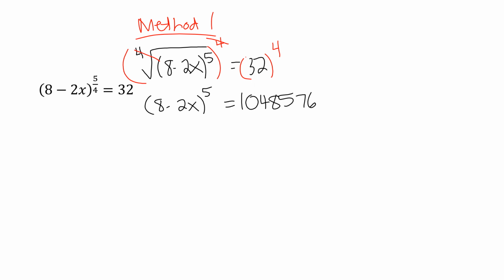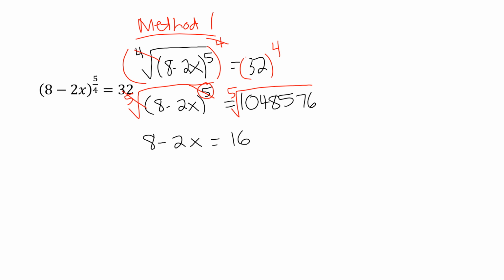Continuing on, we want to get rid of that 5th power. So to get rid of a 5th power, you're going to use a 5th root. So I'm going to take the 5th root of both sides. The 5th power cancels out the 5th root. So now we just have 8 minus 2x, and here I'm typing this into my calculator. The 5th root of 1,048,576. The 5th root of that number is just 16 there. That looks a lot better.